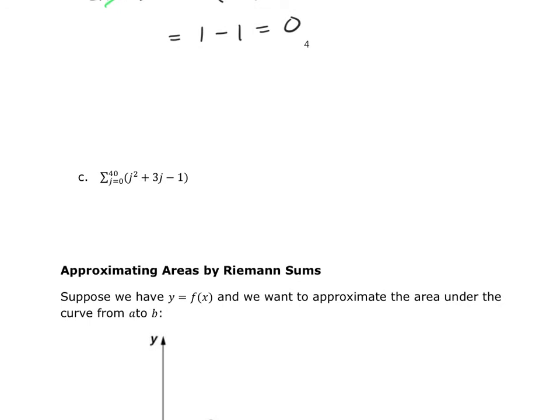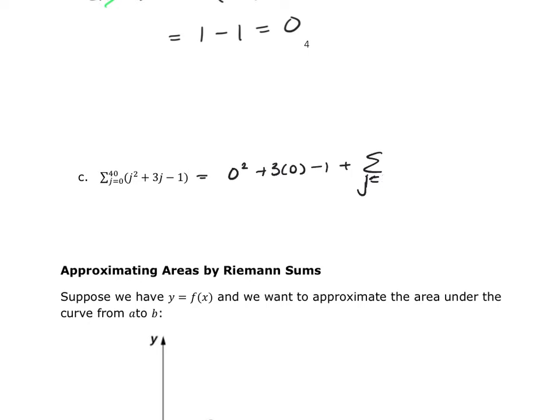Let's take a look at my last one. Now, I need to be able to use my formulas up above, as I need to have the start at j equals 1. So I'm going to put in 0. So I put in 0, so I have 0 squared plus 3 times 0 minus 1 plus, now I have j equals 0, or excuse me, 1, j equals 1.